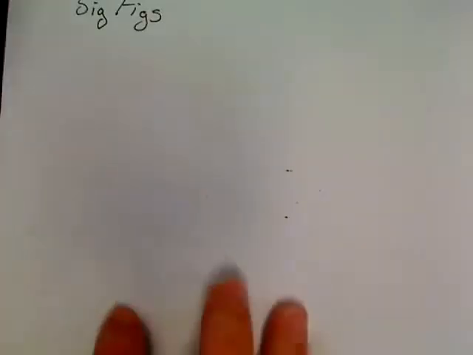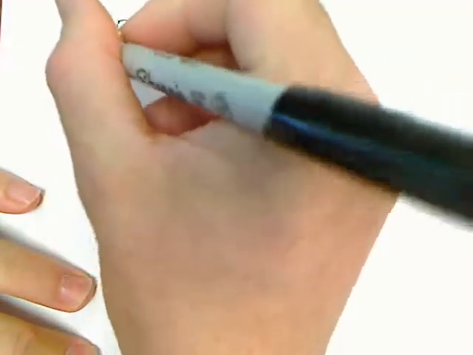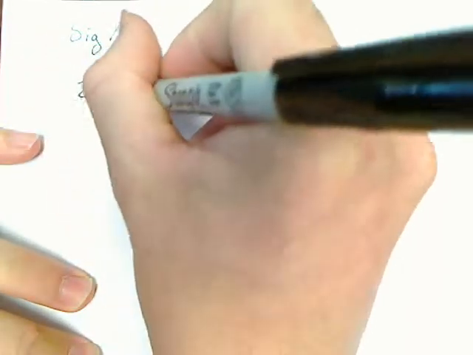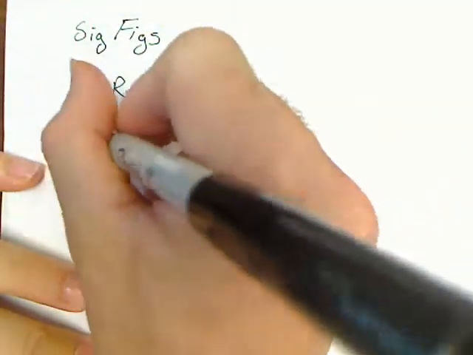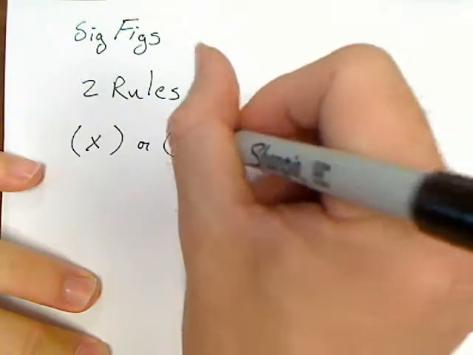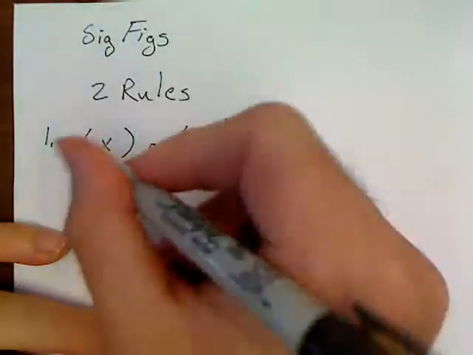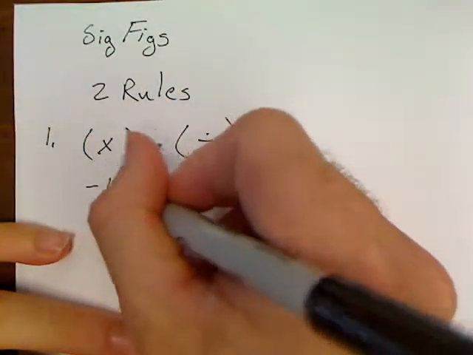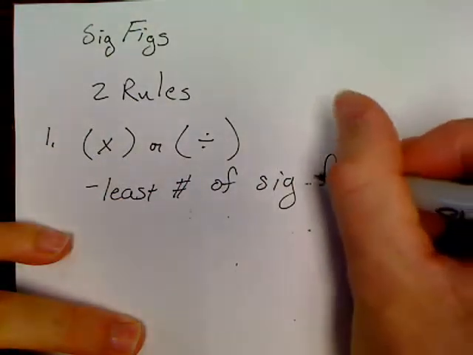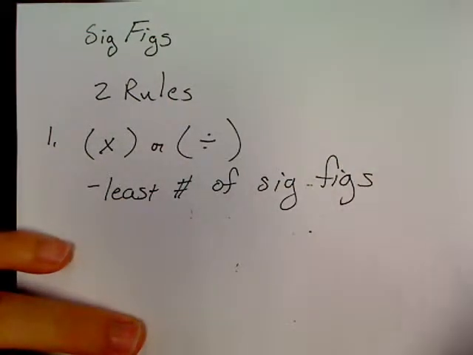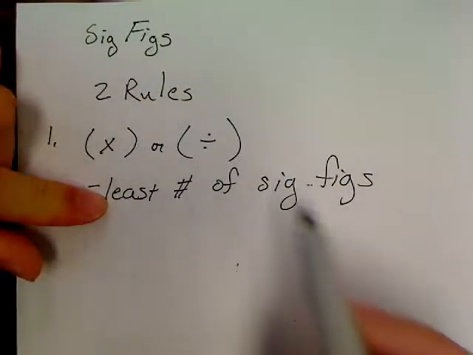Technically, there's 2 rules for doing sig figs. We'll go through both of those real quick. One is the multiplying or dividing rule. When you multiply and divide, you go by your least number of sig figs. So you look at all your numbers. Your answer can have no more sig figs than the least you were given.